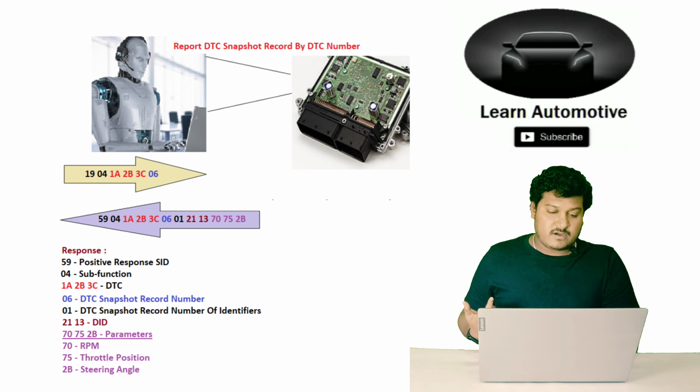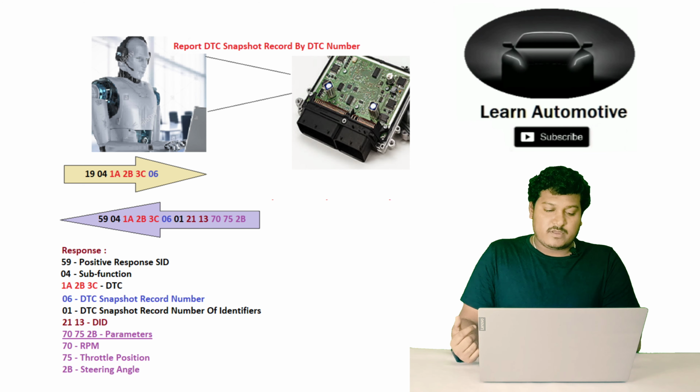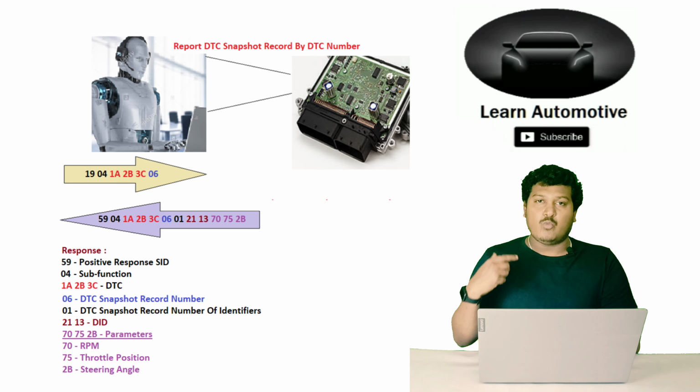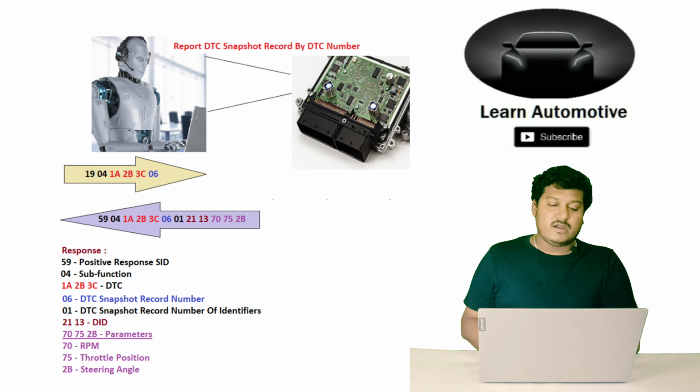So until this response, 4 bytes, that means the 6th byte, whatever we sent, we got back. Now 01 we will get. So what is 01? 01 is the DTC snapshot record number of identifiers. See, what the ECU is going to send is only one identifier. All right, so we are getting 1, that is the number as 1. Then 21 13 70 75 2B. All right, so this is the complete response.